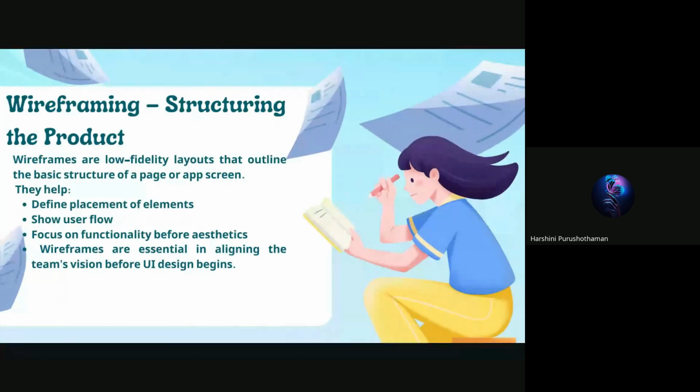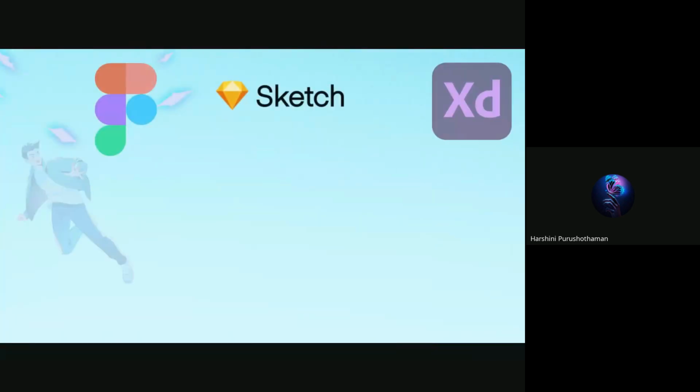And next, focusing on functionality before aesthetics. Wireframes are essential in aligning the team's vision before UI and UX design begins. The team's vision is very important, because members may each have a separate idea for keeping a logo at a specific place. So wireframing helps everyone to brainstorm, sit and discuss, and come to a conclusion on where everything has to be placed. After the process of wireframing, we have to create the application using the UI UX tools.